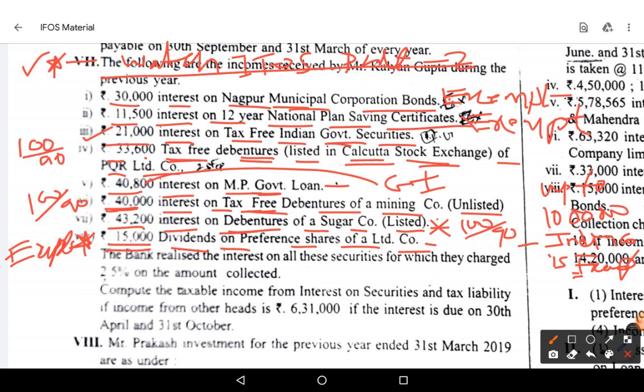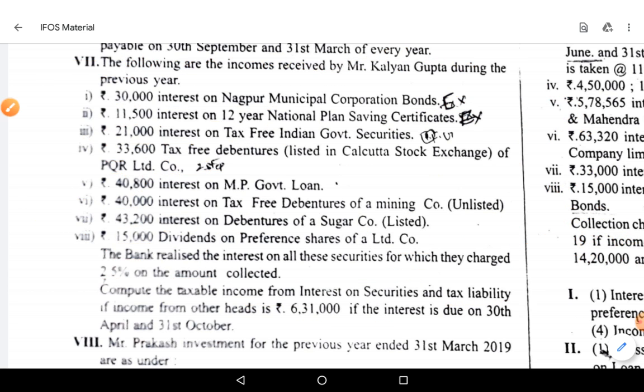So it is exempt. Bank realizes interest on all these securities, for which they charge 2.5% on amount collected. I said when amount collected is given, we need to take it as net interest. Compute interest on securities and tax liability if income from other heads is 6,31,000 and it is a normal income. So let us see the answer part.